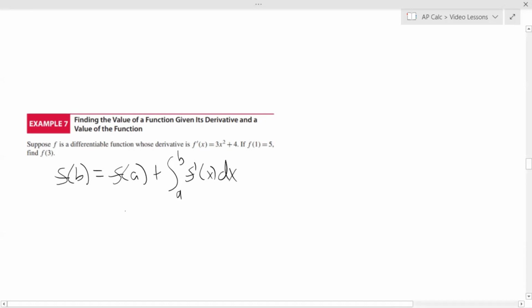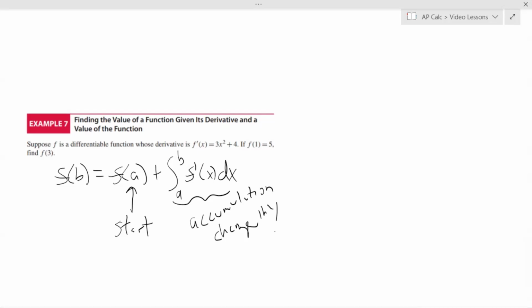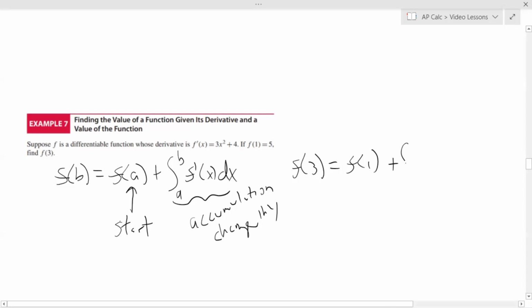Basically, this is where you started, and this is your accumulation, or how much you moved, or change in y. So if you take where you start plus how much you changed over that interval, you'll get where you ended up, which would be at f of b. So in this case, it's going to be f of 3 equals f of 1 plus the integral from 1 to 3 of 3x squared plus 4 dx.